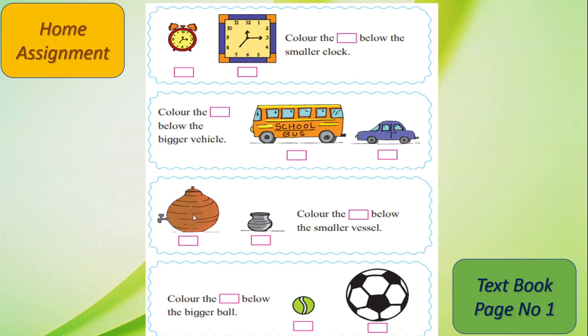Okay. Next is, here you can see 2 vessels, right? And you have to color the box below the smaller vessel. छोटा vessel के नीचे हमको color करना है. Got this? Last one, color the box below the bigger ball. Okay, 2 balls you can see here. One is small and one is big. I don't tell which is small and which is big because you know the answer. And you have to color the box below the bigger ball.